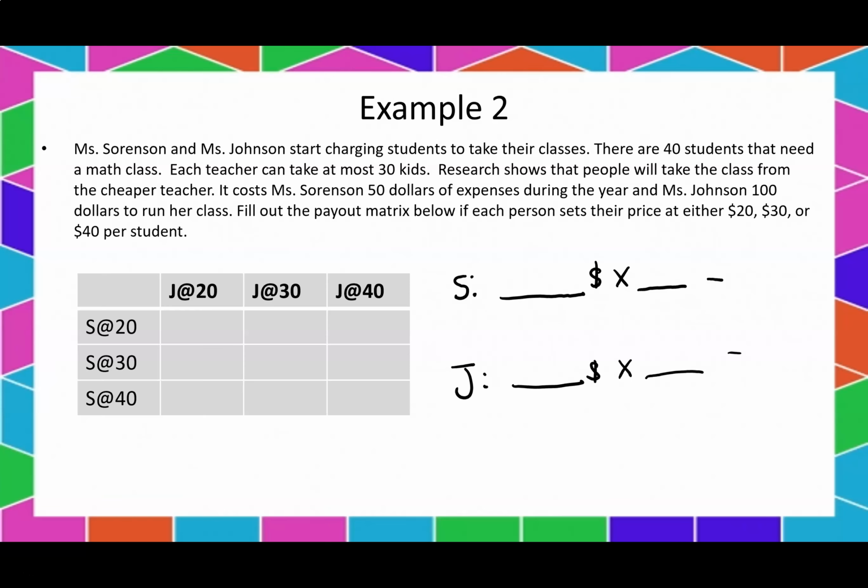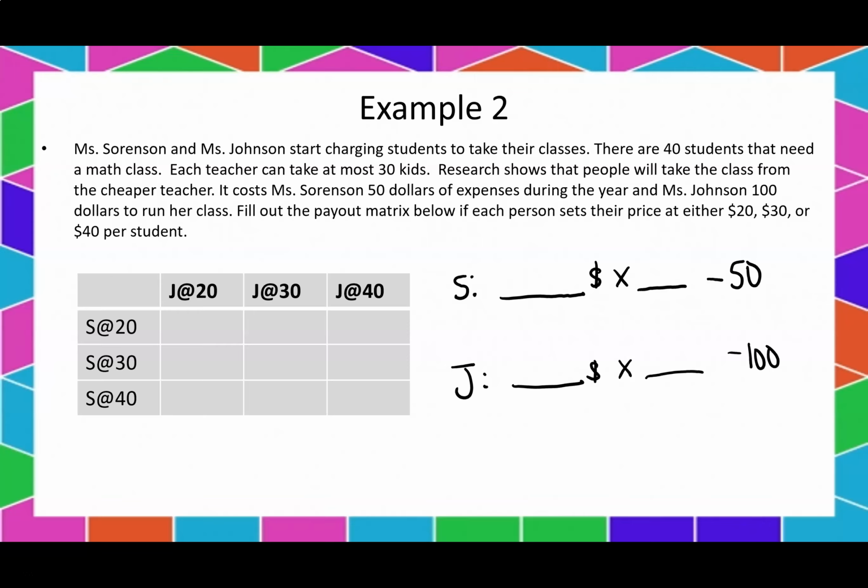Okay, let's understand the question. Ms. Sorensen and Ms. Johnson start charging students to take their classes. There are 40 students that need a math class. Each teacher can only take 30 kids. Research shows that people will take the class from the cheaper teacher. It costs Ms. Sorensen $50, so I'm going to put minus 50, $50 of expenses during the year, and Ms. Johnson $100. Fill out the payout matrix below if each person sets their price at 20, 30, or 40.